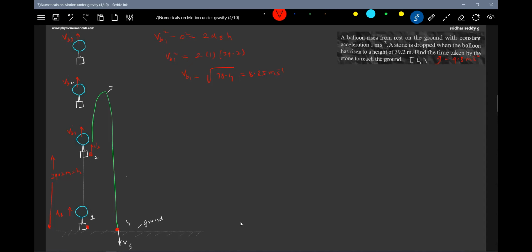Now what actually happens when the stone is released? The stone will have the velocity of the balloon due to inertia of motion. It will not be at rest, the stone. So this is the path of the stone. Due to inertia of motion, the stone will have the velocity of the balloon. So what is the reason we can give?